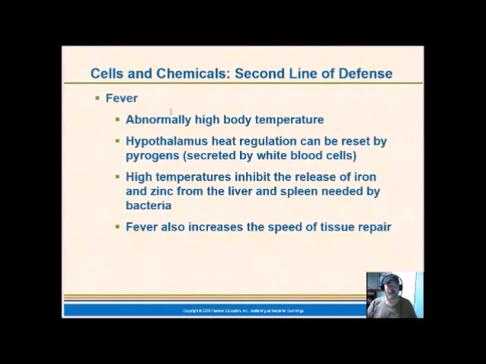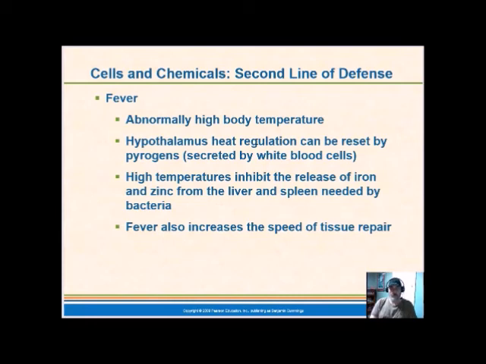Fever, that is an abnormally high body temperature. And this is a whole body response. But what happens is when you get tissue damage and you get the sufficient type of damage, then the body cells produce something called pyrogens. And these pyrogens get picked up by the hypothalamus, and it resets your body temperature. Remember, we said that the hypothalamus regulates all sorts of body functions. Well, one of them is body temperature, and it says, okay, we've got invaders in here.